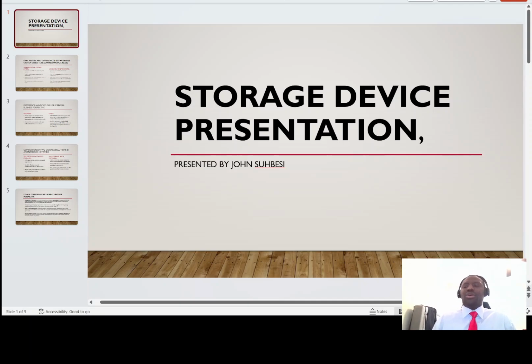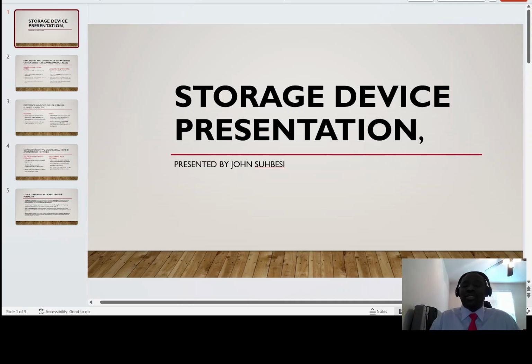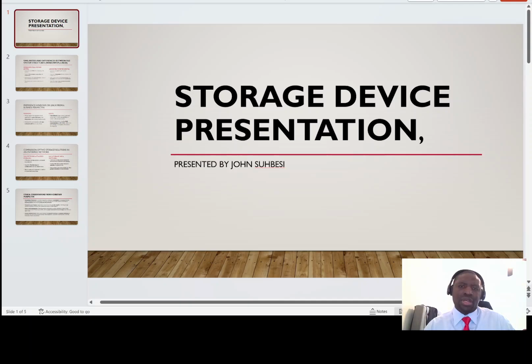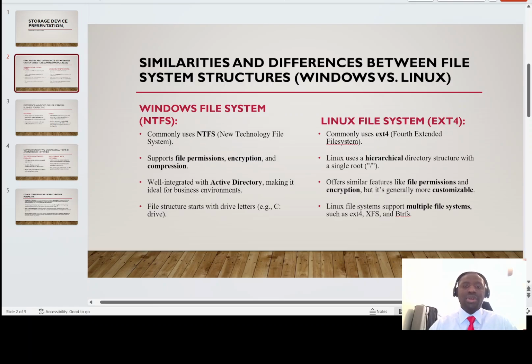Here we'll be talking about file systems in Linux and Windows. File systems help organize data in the computer world, the digital world. So right now, we'll look at the similarities and differences between file systems.